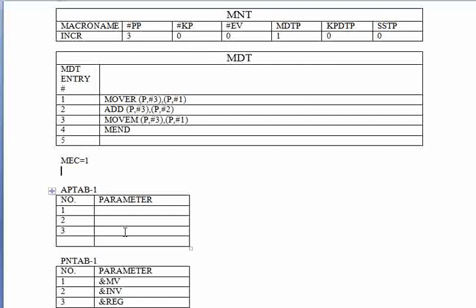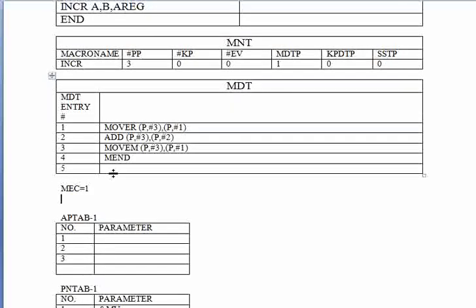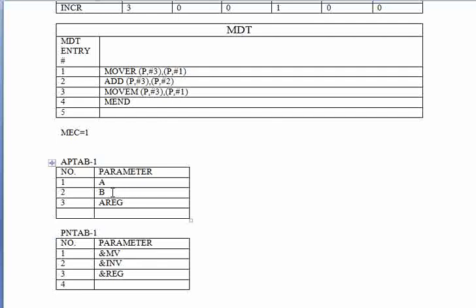So what value should be entered here? Since all 3 of them are positional parameters, they will be entered in the order in which they appear. The first one that appears is A, the second one is B, and the third one is A register. That is why order is very important in positional parameters. So what it basically says is that A will substitute MV, B will substitute INV, and A register will substitute REG, which is there in the PN tab.